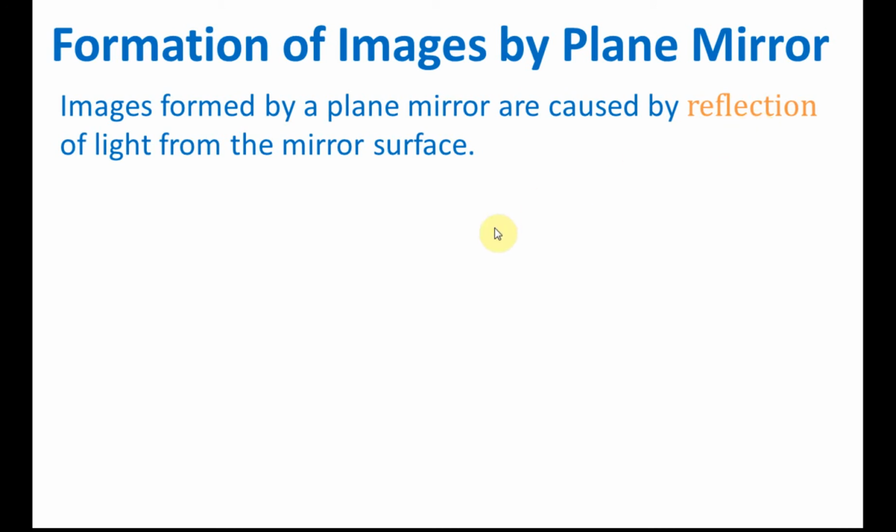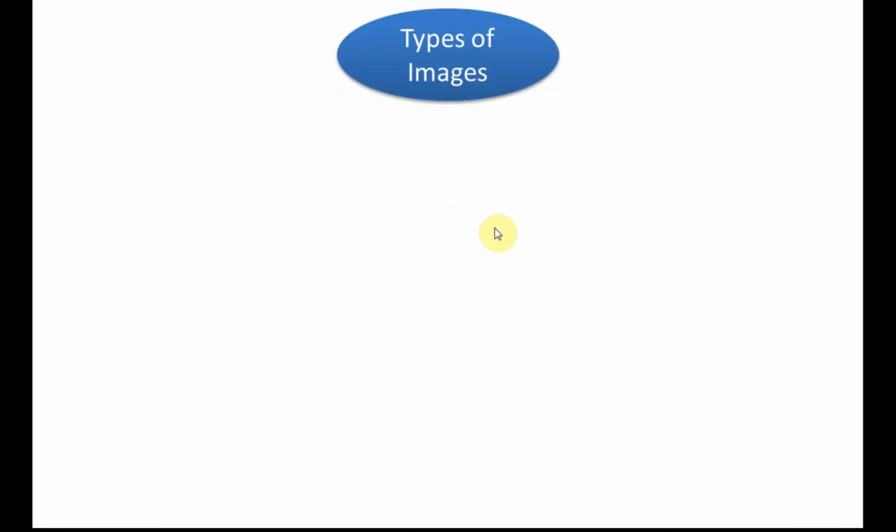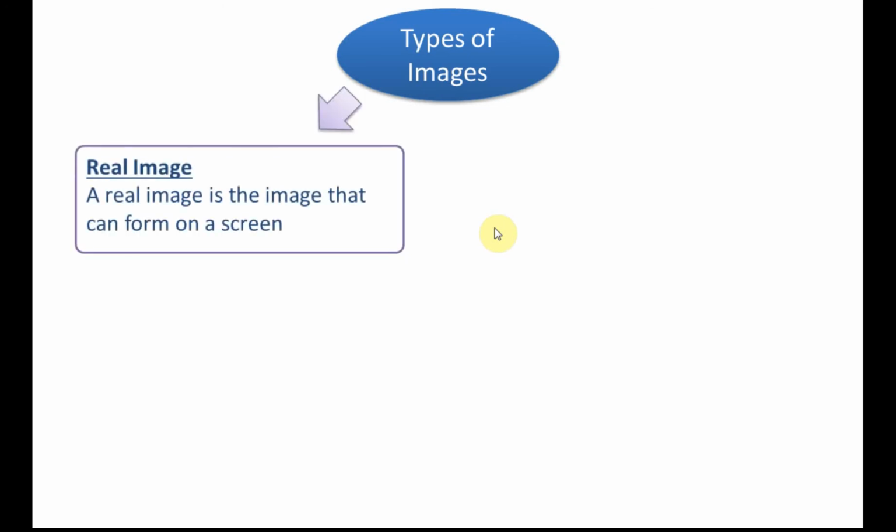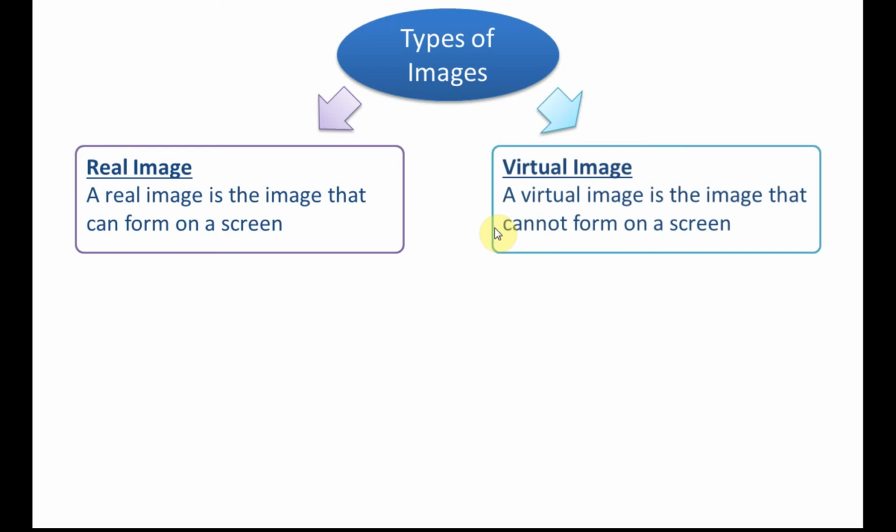Now, before we discuss the characteristics of the image formed by plane mirror, let's see the types of images that are possibly formed by mirrors and lenses. So they are the real image and the virtual image. Now, what is a real image? A real image is the image that can form on a screen.